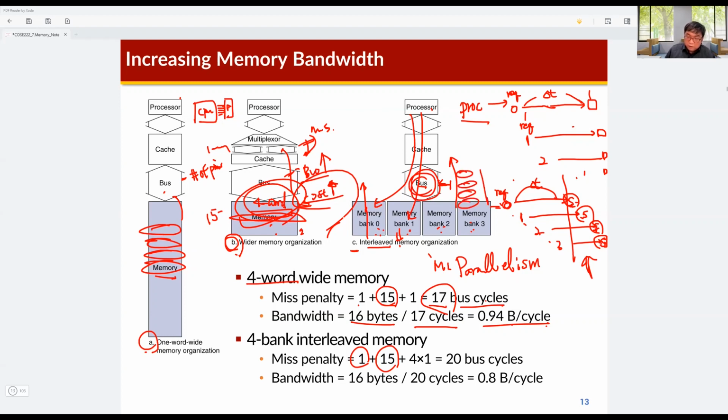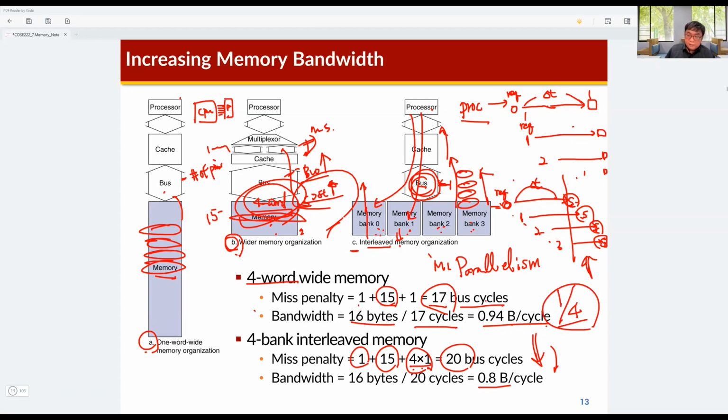sequentially transferred to the processor. So we need 4 cycles to transfer. Okay, that's why this becomes 4 multiplied by 1. So the entire required cycle is 20 bus cycles, and then the bandwidth is 0.8. So compared to this, the bandwidth is low, but it's not 1/4.